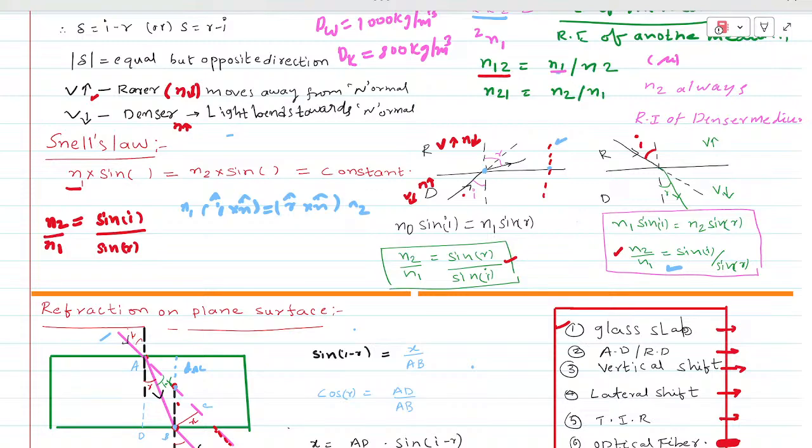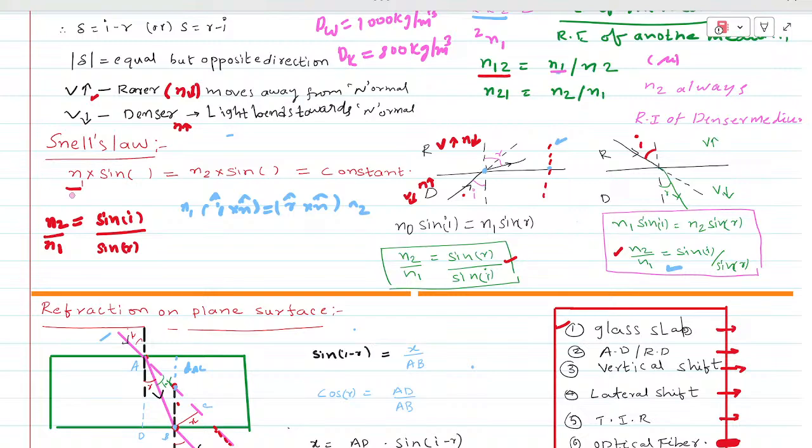Whenever you want to apply Snell's law for solving problems, this is a very, very important formula and point that I am going to tell now. For refraction on plane surface and curved surface, whatever the problem, only one formula has to be applied: Snell's law. That is why I am trying to show how to apply Snell's law in all the cases.